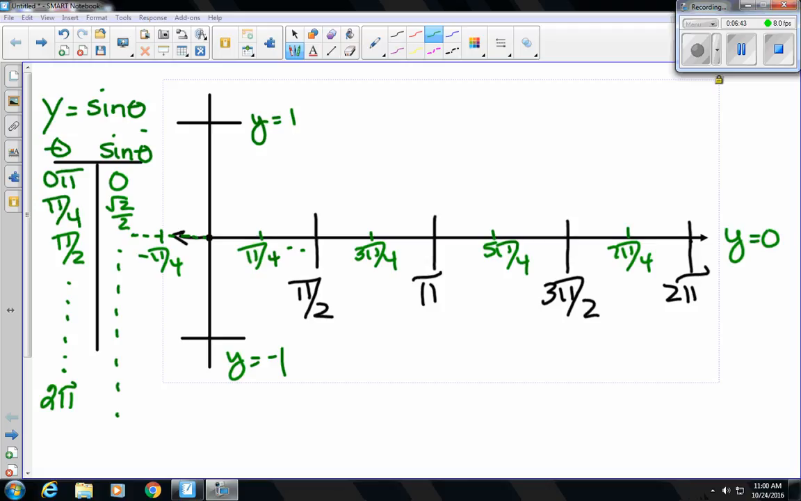Okay, so what you're going to do now is you're going to plot those points like ordered pairs. So the first point is 0, 0. So where does it go? Just right here. And the next point that you'll plot will be pi over 4, root 2 over 2. What is that? How do you get that value?